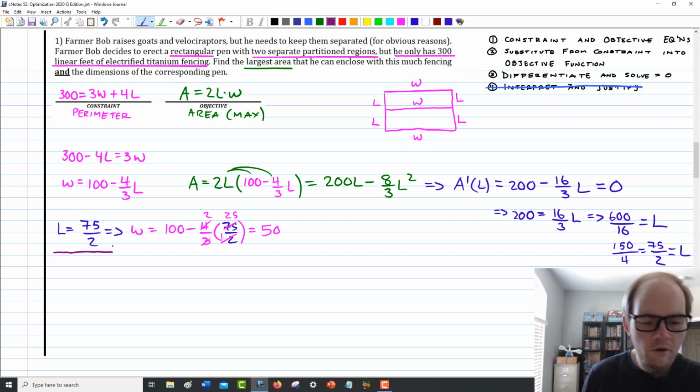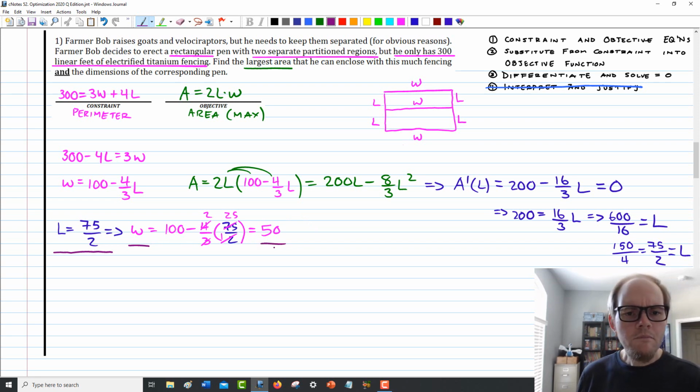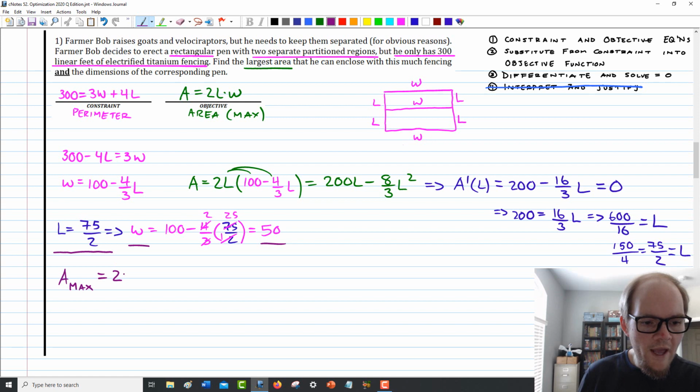So it turns out we've got both our answers here. We have that the value of L needs to be 75 over 2. The width has to be 50. I think that's given us what we need. So in here, if we're going to calculate this all out, we got a couple things to answer. We were asked for the largest area. So what I'm going to call A max is going to be equal to 2L times W, but evaluated at 75 over 2 and 50.